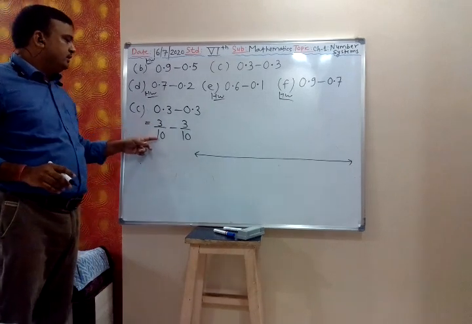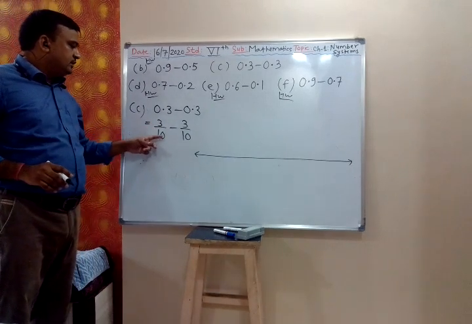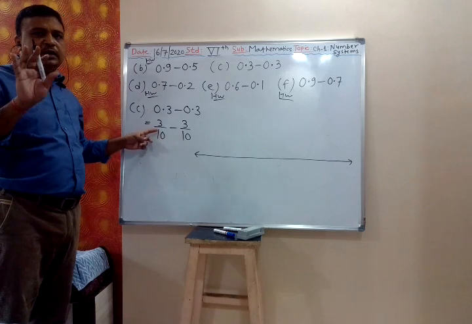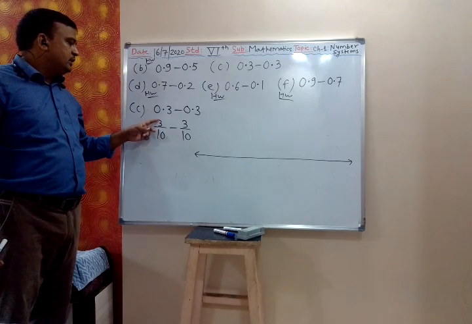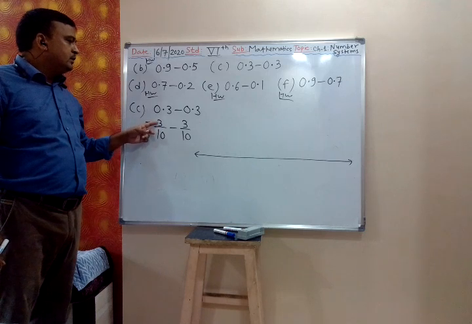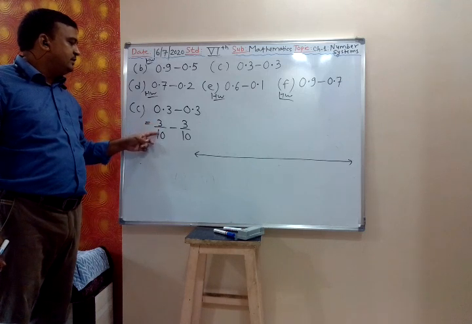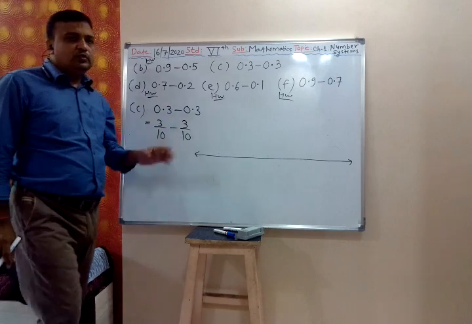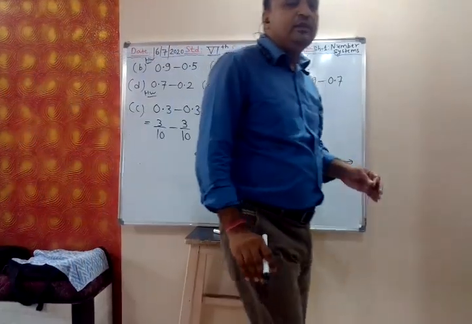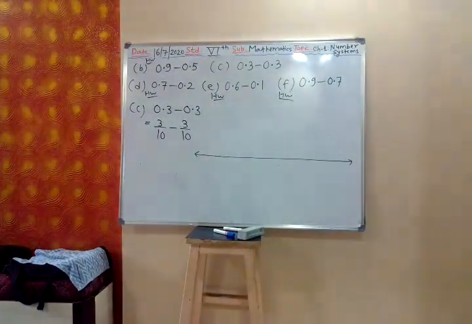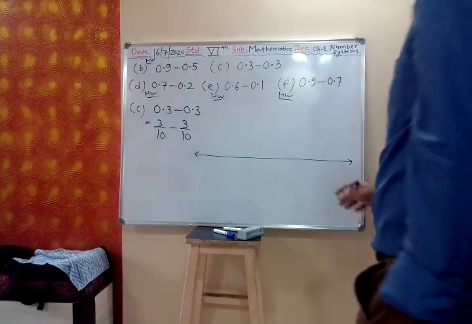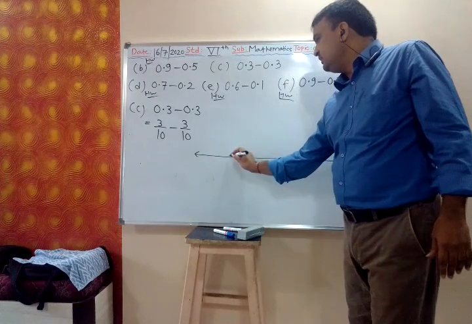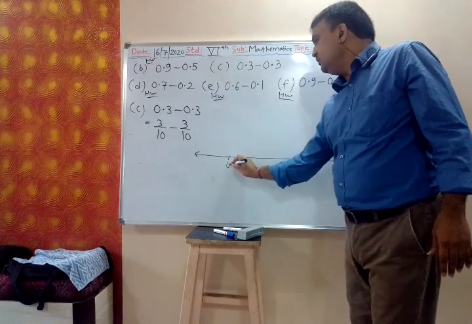3 upon 10: the denominator is 10, which is bigger than the numerator. So the fraction 3 upon 10 will lie between 0 and 1. So I will divide the number line between 0 and 1 into 10 equal parts.